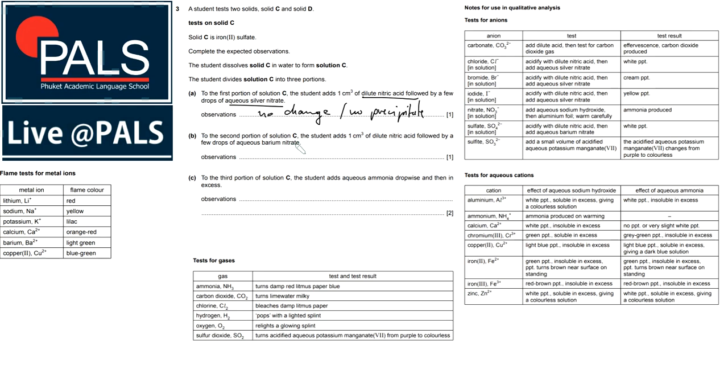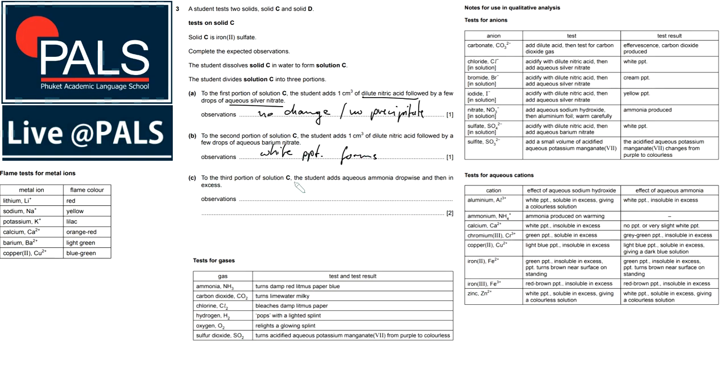To the second portion of solution C, the student adds 1 cm³ of dilute nitric acid, followed by a few drops of aqueous barium nitrate. So again, dilute nitric acid and a few drops of barium nitrate. And this is the test for the sulfate ions. So we can see that we will get a white precipitate. Now that will be our observation. White precipitate forms.